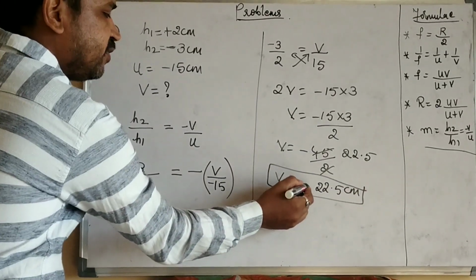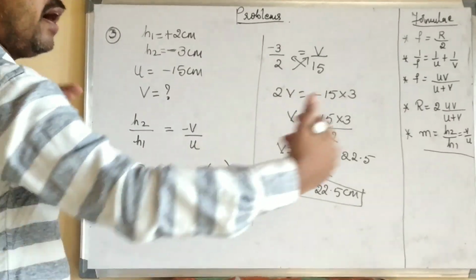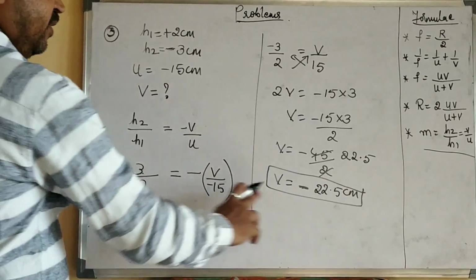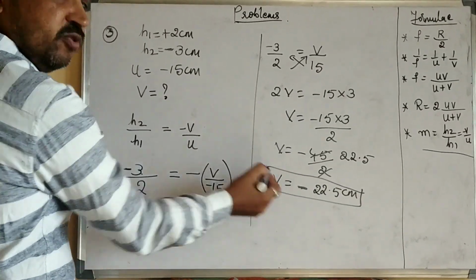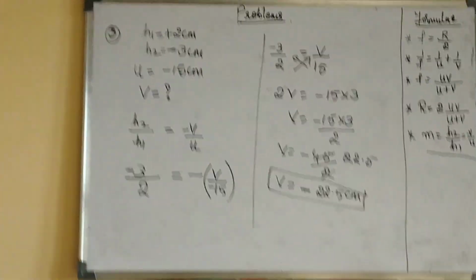What does the negative sign indicate? It indicates that we are measuring the distance against the incident ray from the pole of the mirror. So the image distance, or position of the image, is minus 22.5 centimeter.